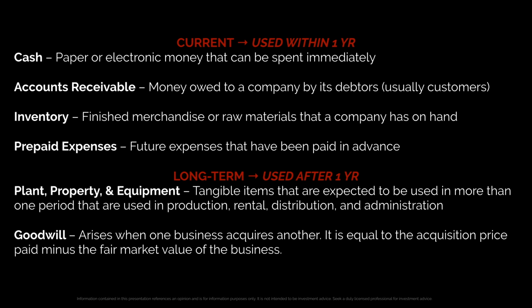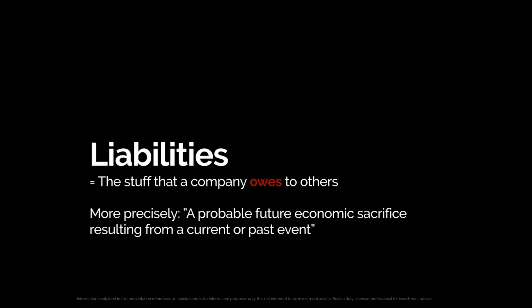So this is assets. Very straightforward. Again, the descriptions are all here, and you're going to cover them in a little more depth in the section. Next is liabilities, which is also pretty simple. The stuff that a company owes to others. You can have personal liabilities if you have credit card debt or something. You owe that money to someone else. And more precisely, again, a probable future economic sacrifice resulting from a current or past event.